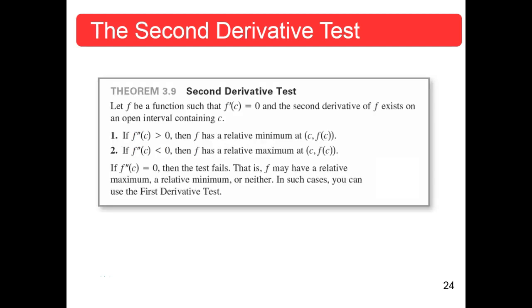So a second derivative of 0 is neither positive nor negative. The test fails. It could be a relative maximum, it could be a relative minimum, it could be neither. In such cases you have to use the first derivative test, which means do your test intervals. Do a value on either side of that and see what the first derivative is doing. Make sense?